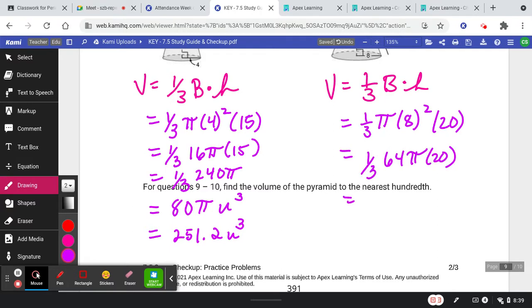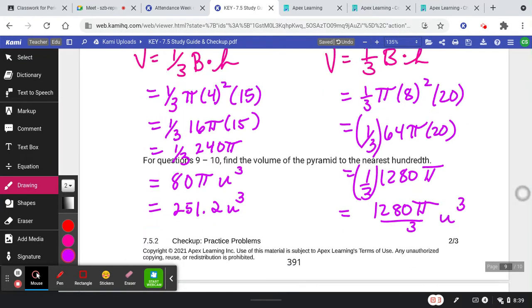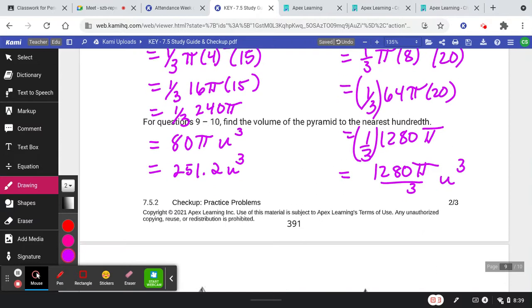What is 64 times 20? And then divide that by 3. Ooh, not pretty. Let's just leave it as 1280 pi over 3. But now multiply 1280 times 3.14 and divide it by 3, and let's get the decimal answer. And don't forget that units cubed.